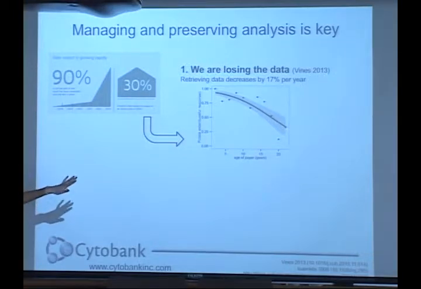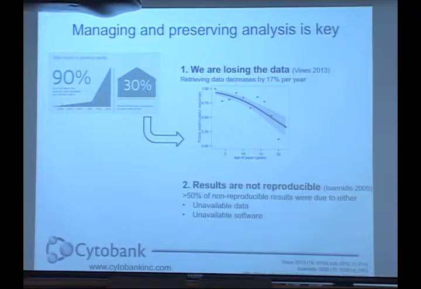And this is based on the age of the paper. So the x-axis here is the age of the paper in years, and the y-axis is the probability that you can't retrieve the data anymore. And it's not just a linear slope. It's actually dipping down extremely quickly. The second issue is that results are not reproducible.